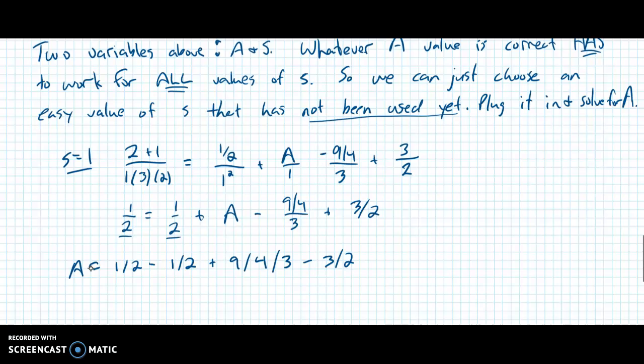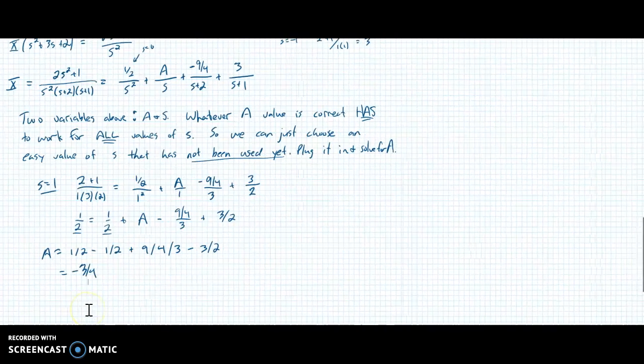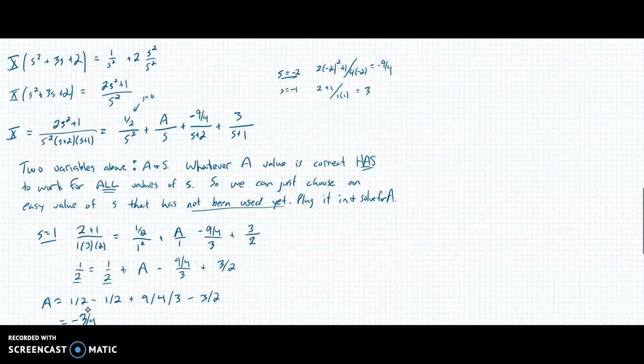So I just type it into my calculator like that. So I should have said A equals, right? And that is negative 3 over 4. From there, this is equal to negative 3 over 4. And I will get rid of this.